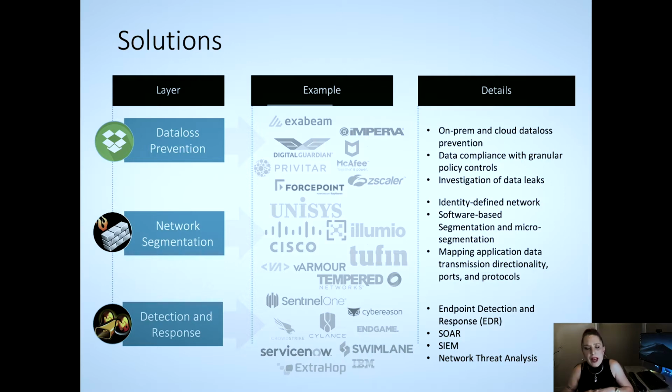It's an outfit out of Europe, startup out of Europe. They're doing some really neat things in DLP and changing the way DLP is actually looked at. Digital Guardian has a DLP solution. McAfee, I believe, just acquired a DLP company. Zscaler. So yeah. Network segmentation.